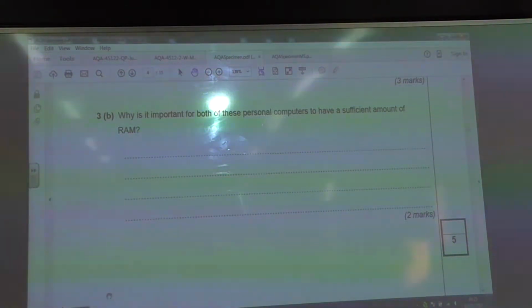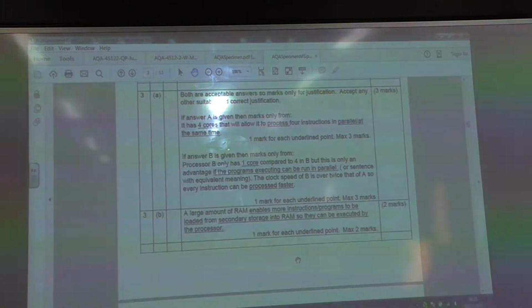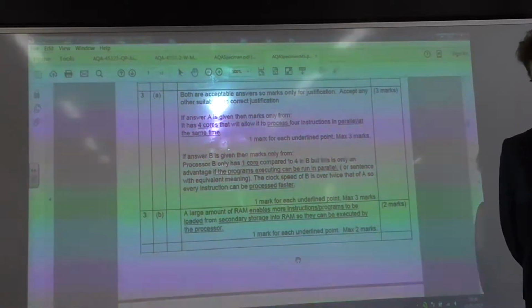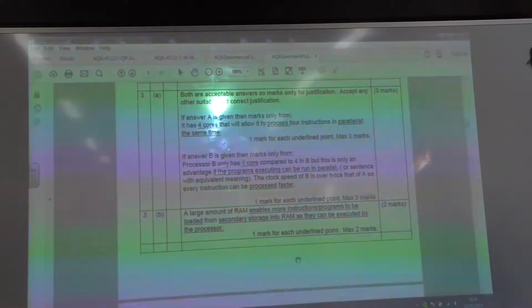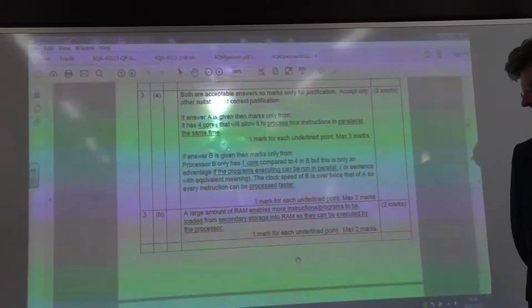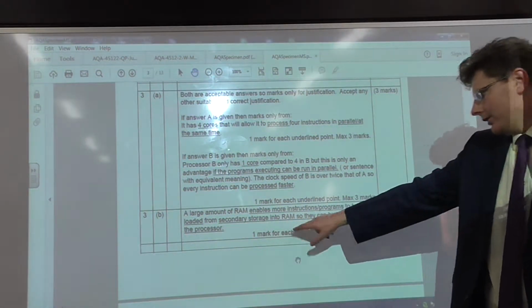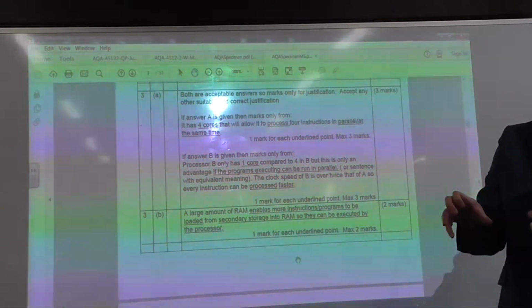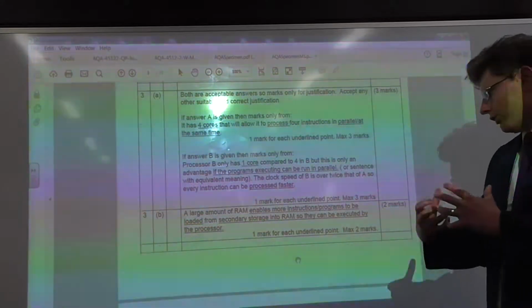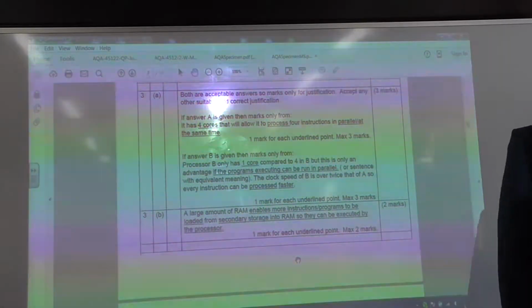So again, worth having a look at their explanation. A large amount of RAM enables more instructions or programs to be loaded from secondary storage into RAM so they can be executed by the processor. Again, I don't think that's the best answer in the world, but it gives you an idea of the type of things that they're looking for. Faster means more instructions or programs going through the processor in a set period of time. The idea is that you're getting it from secondary storage, or backing storage, into the RAM. If the RAM is larger, you can get more instructions from that slow secondary storage.